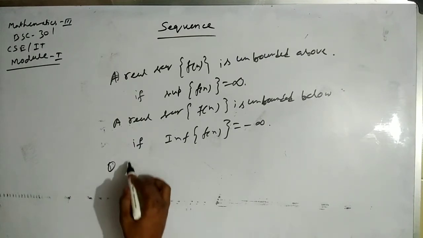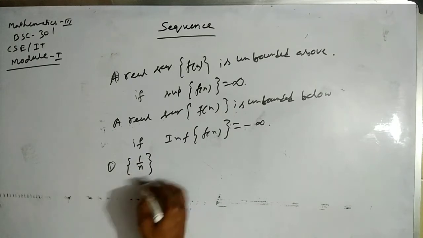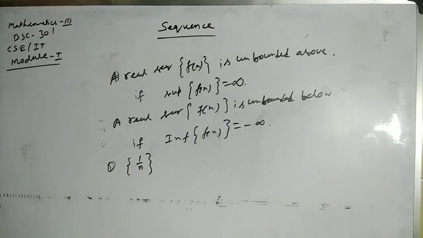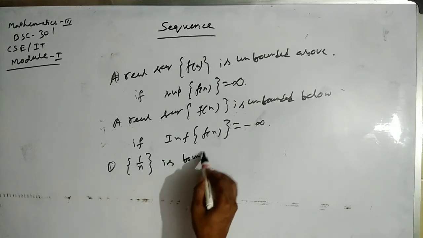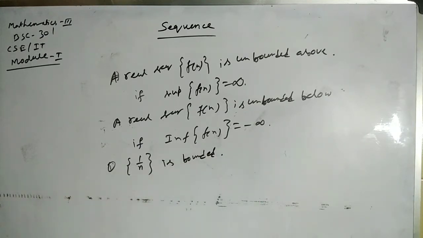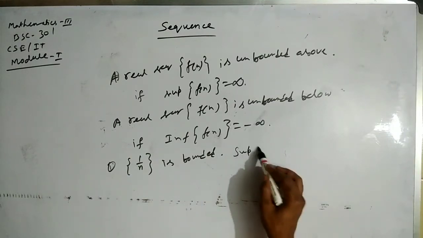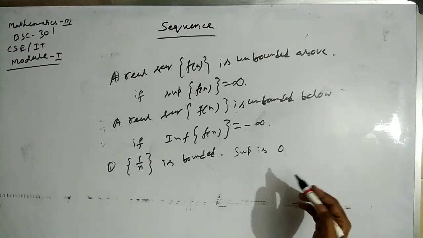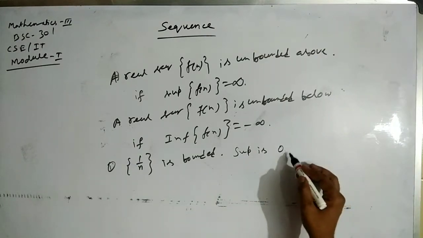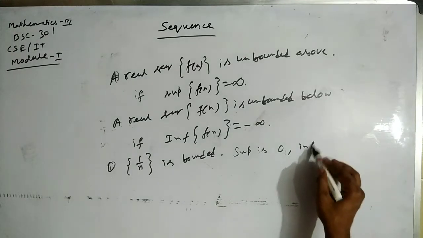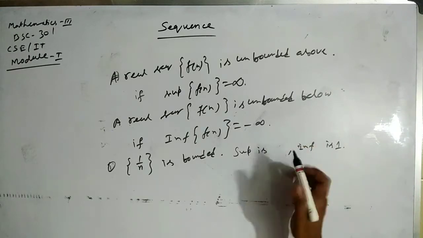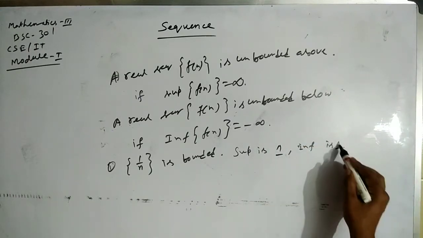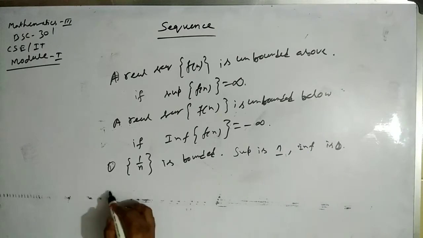First example I'm giving you is the real sequence 1 by n. Now this sequence is bounded. Okay, what is the supremum and what is the infimum? First I write the infimum. Supremum is 1, infimum is 0.